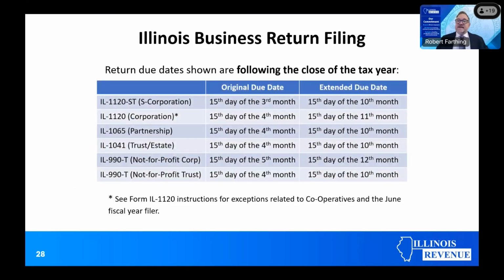Let's begin with the filing requirements for filing each type of business income tax return. As you can see on the chart here, each return type has an original return due date and an automatic extended due date. In the event the above date falls on a weekend or a holiday, the due date will be pushed back to the first business day that follows. Please see the form instructions for specifics about the due date of the return, as well as special cases like cooperatives and corporations filing on a fiscal year that ends in June.